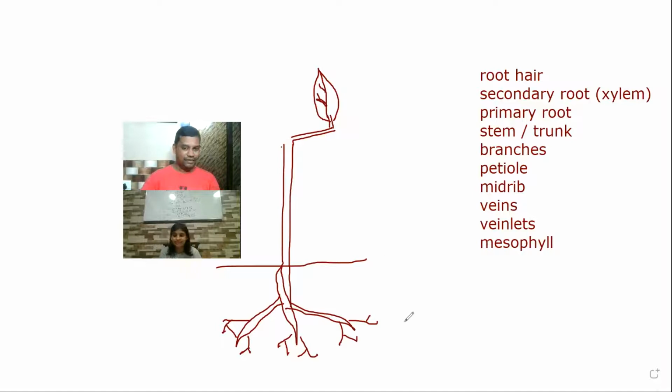The water enters through the root hair. It enters from the root hair to the secondary root, to the primary root, to the stem, to the branch, to the petiole. Then into the midrib and ultimately reaches the cells of the leaf.